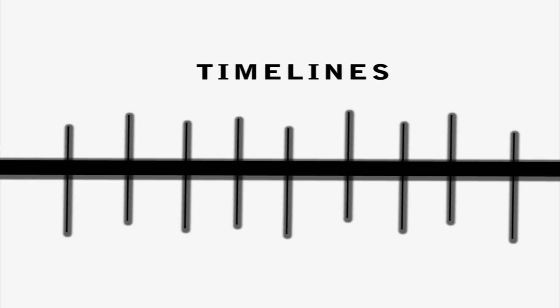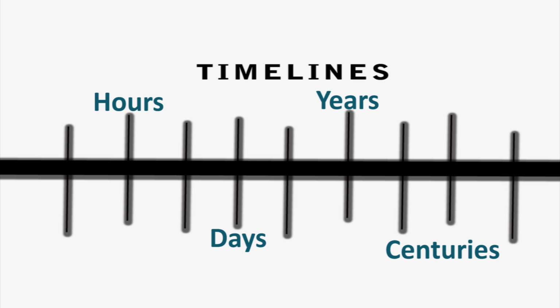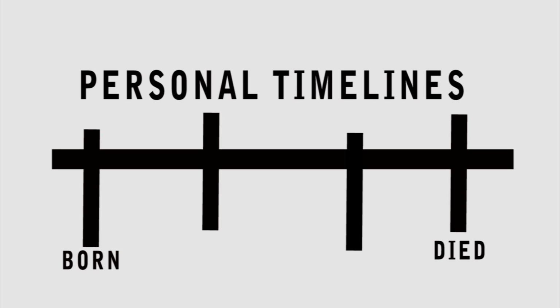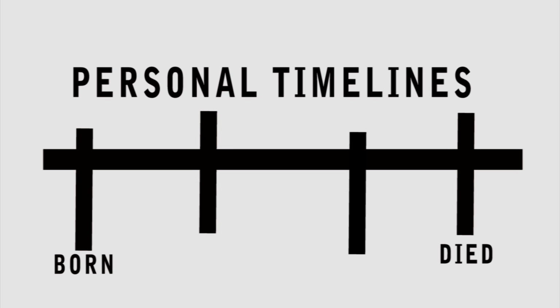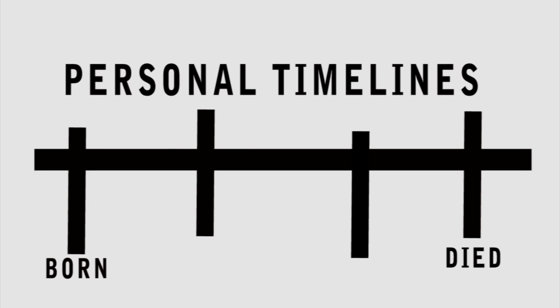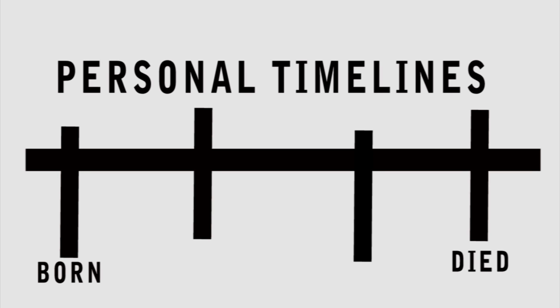Timelines can cover any span of time, from someone's daily routine to the history of the world. This might show a few hours, days, years, or even centuries. One type of timeline is a personal timeline, which is used to represent important events in a person's life.